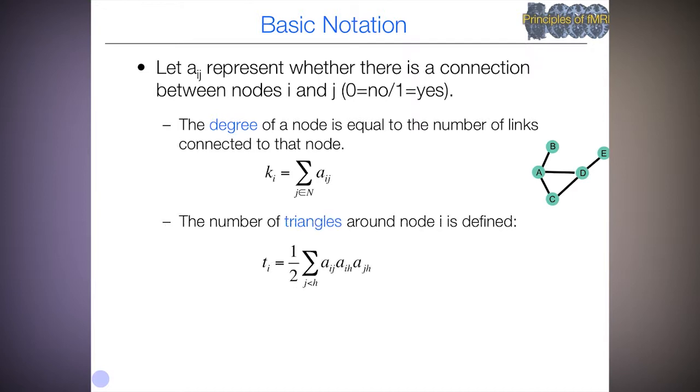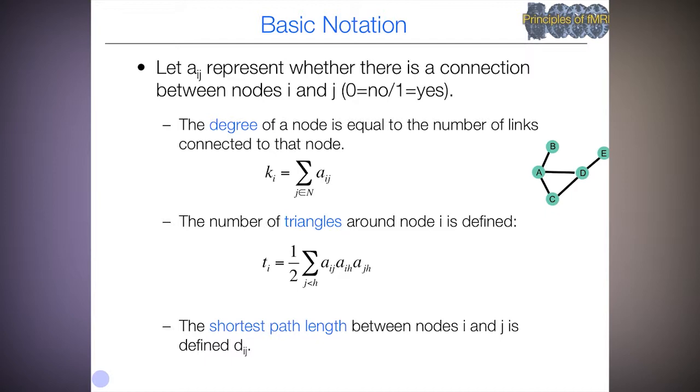The next piece of notation is the number of triangles around node i. This is defined as follows. Here, A has 1 triangle because you'll see that we can go from A to D to C and then back to A. So in 3 steps, we can return to A. So this is basically showing a single triangle: A, D, and C.